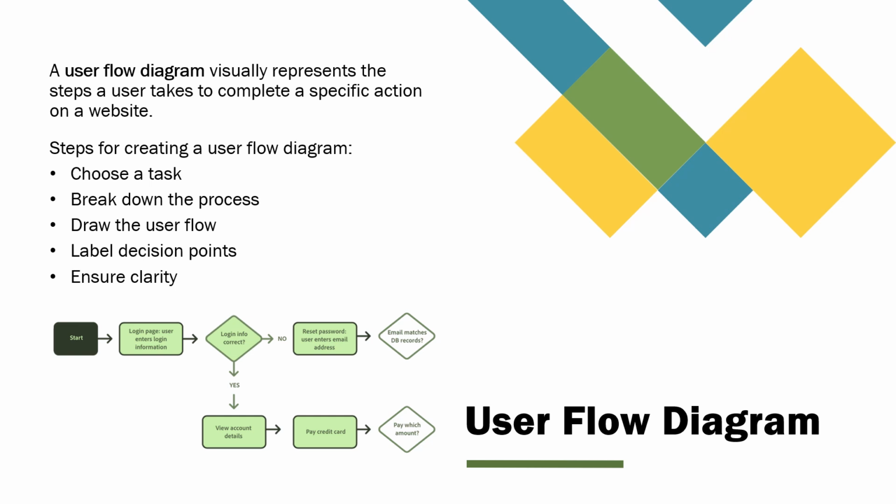Then you're going to break the process down into clear steps. Okay. Then you're going to draw the user flow using boxes and arrows to show each interaction. Then label the decision points. So if the password isn't correct, then I want you to show an error message. Now you need to ensure clarity because anybody that's looking at your diagram should immediately be able to understand how the task flows. So by completing this assignment, you'll be able to understand how users navigate through a website. And what this does, it helps us to create more intuitive and engaging interactions.